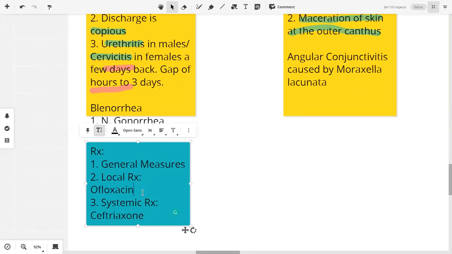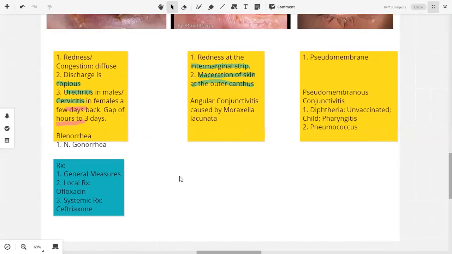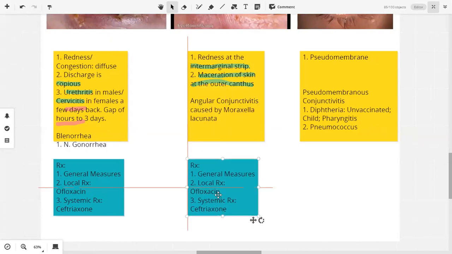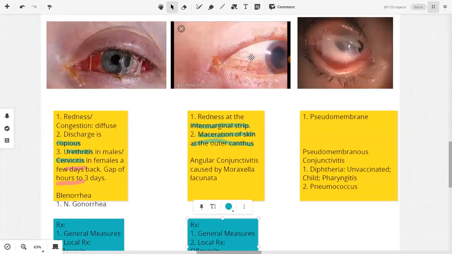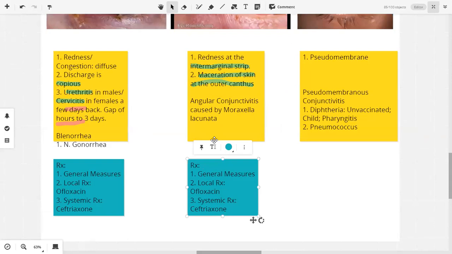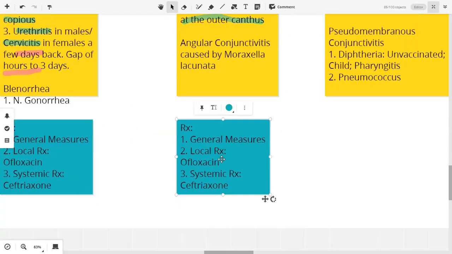Ofloxacin is what type of antibiotic? Like ciprofloxacin, it's a fluoroquinolone. These were the important principles which you have to remember. Similarly, in the case of angular conjunctivitis, we have general measures, local measures, and systemic measures. The general measures are the same, but the local measures include 2 important drugs which are very important. You have to remember them because these are MCQs.